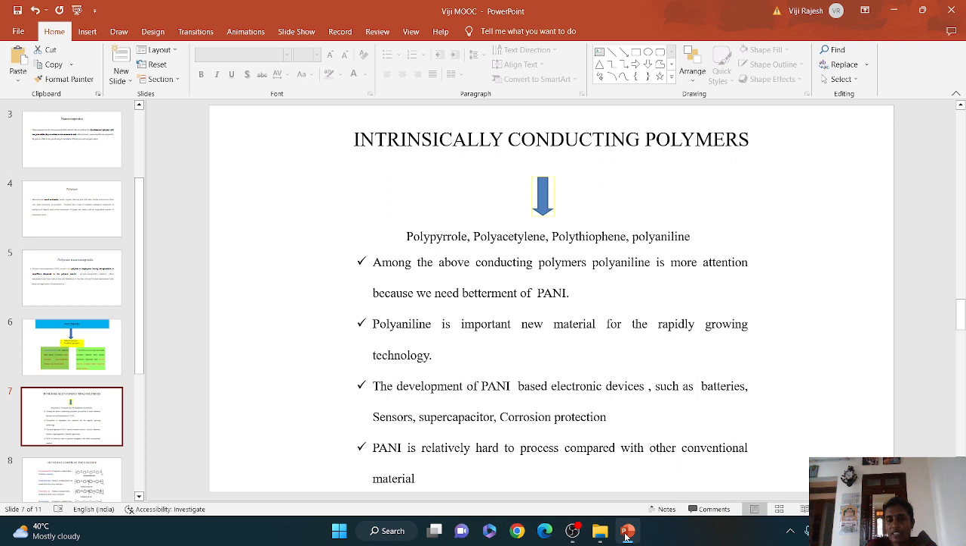Intrinsically conducting polymers. Examples of intrinsically conducting polymers are polypyrrole, polyacetylene, polythiophene, and polyaniline. Among these conducting polymers, polyaniline receives more attention because we need a betterment of polyaniline. Polyaniline is an important new material for rapidly growing technology. PANI-based electronic devices are being developed, such as batteries, sensors, supercapacitors, and erosion protection. Polyaniline is relatively hard to process compared to other conventional materials.